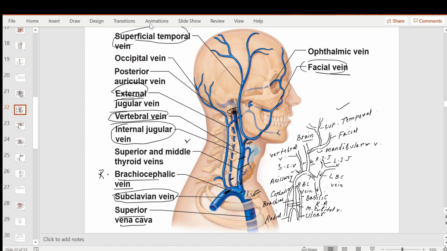So you see that the external jugular receives blood from the occipital vein, from the back part of the head. Okay, so the occipital vein gives blood to the external jugular vein. And we already talked about that: from the superficial temporal and the facial, blood eventually goes to the internal jugular vein. Okay, so here you see three veins: external jugular, vertebral, internal jugular.